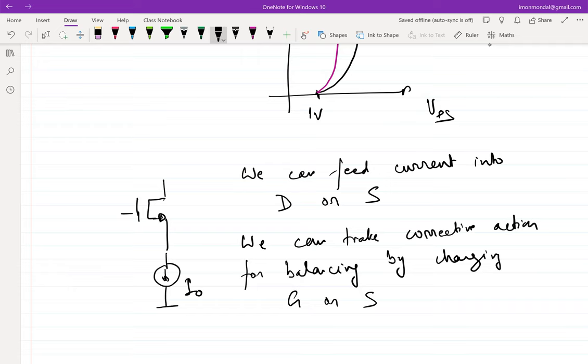So what are the permutations and combinations? How many ways can I come up with an architecture so as to balance current? I can feed into drain, observe at gate. I can feed into drain, observe at source. I can feed into source, observe at gate. I can feed into source and observe at source. There are four different ways of balancing current through a MOSFET.